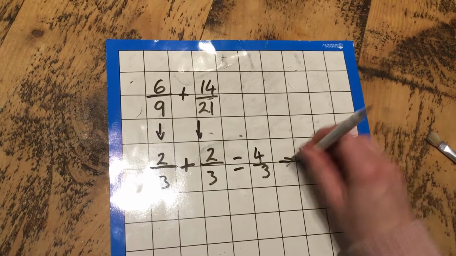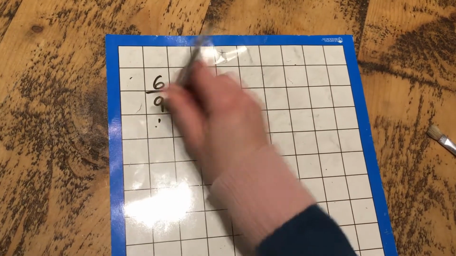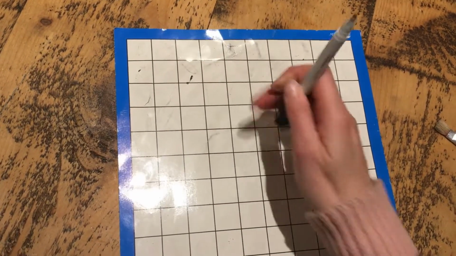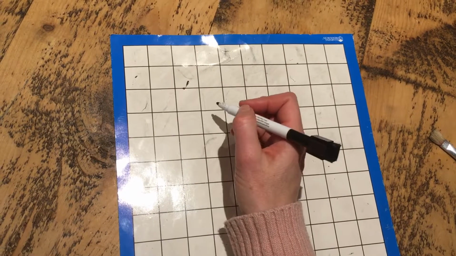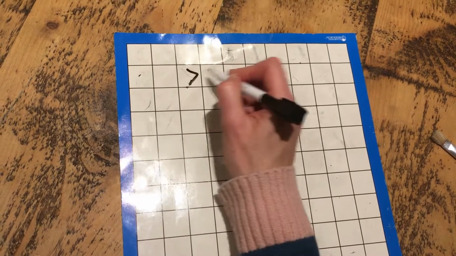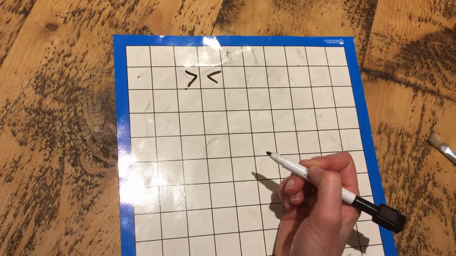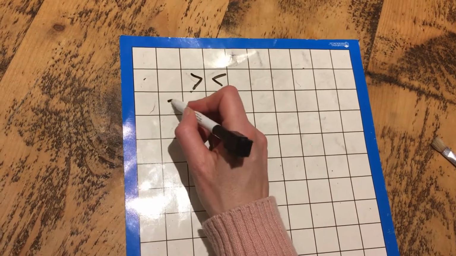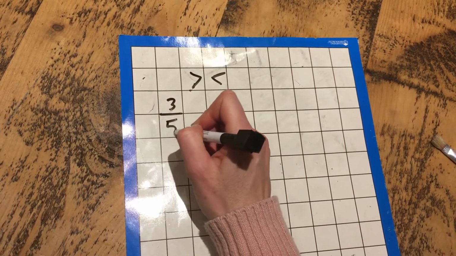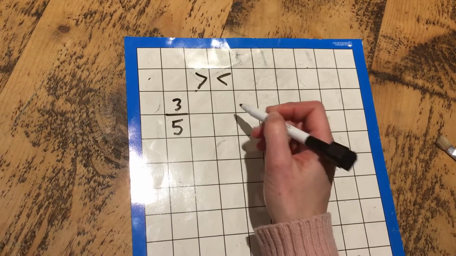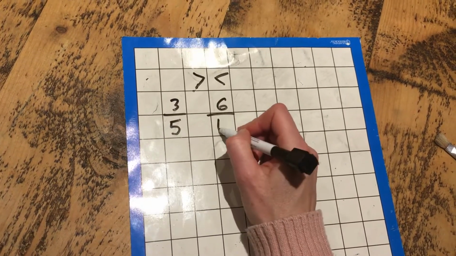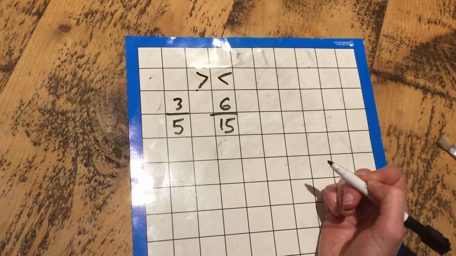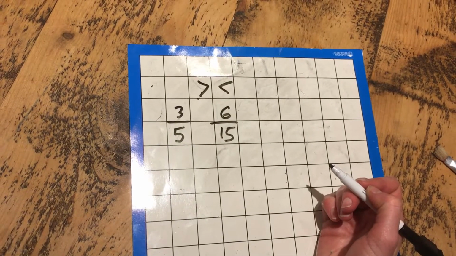I'll do another one like that tomorrow so you can practice again. And the last one, which of these fractions is larger? You're going to put a symbol between the fractions once you've decided which one is larger. So we've got 3/5 and we've got 6/15. Which one is larger?